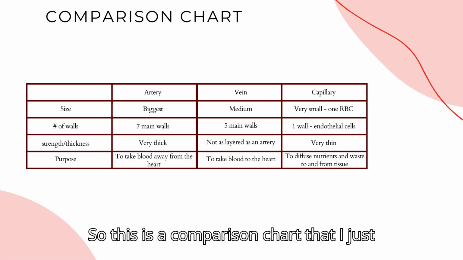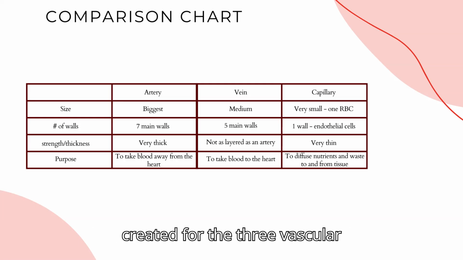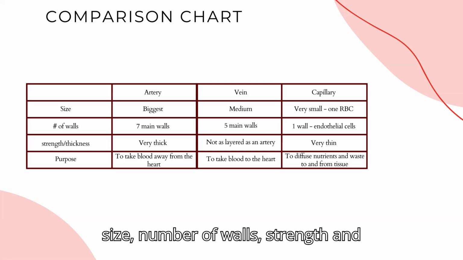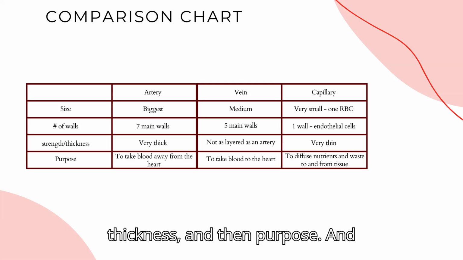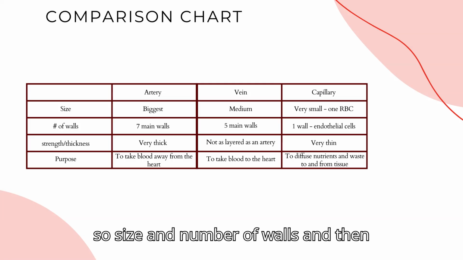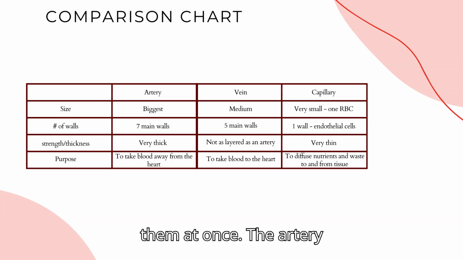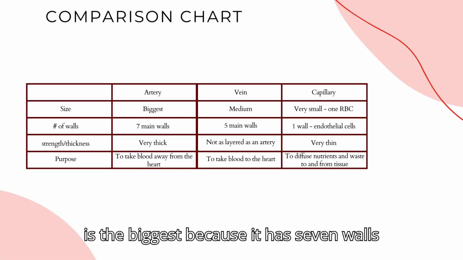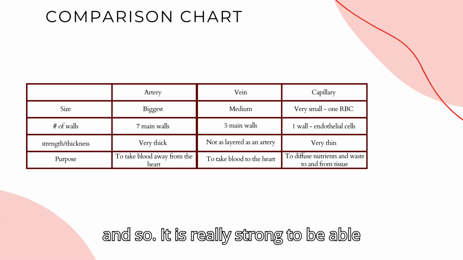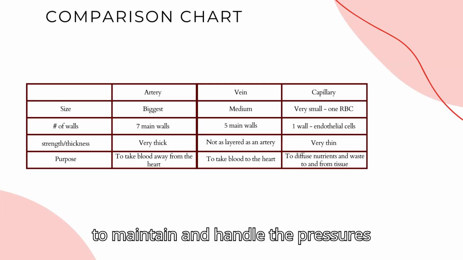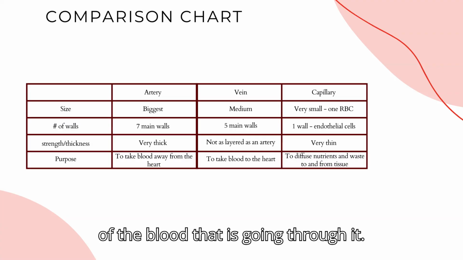So this is a comparison chart that I just created for the 3 vascular structures. And here we have size, number of walls, strength and thickness, and then purpose. And so size and number of walls and then strength and thickness are kind of all the same, so I'm just going to review them at once. The artery is the biggest because it has 7 walls, and so it is really strong to be able to maintain and handle the pressures of blood that is going through it.